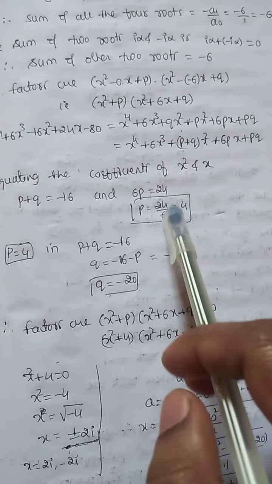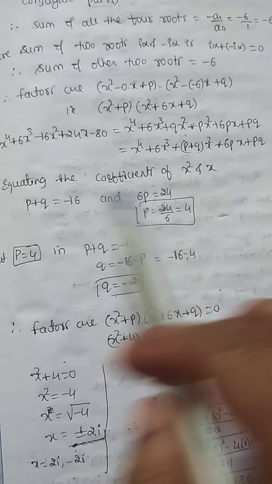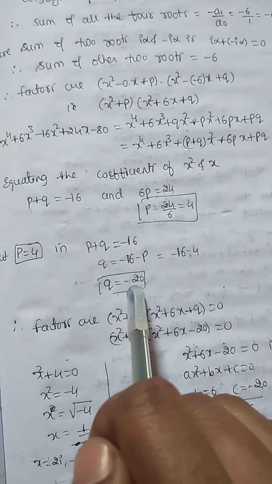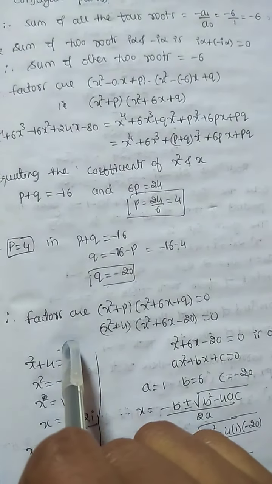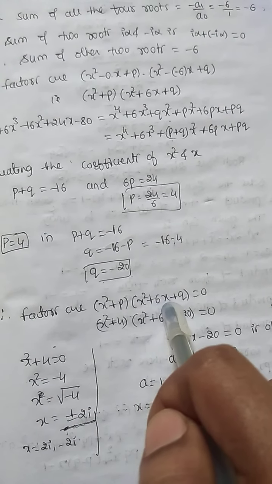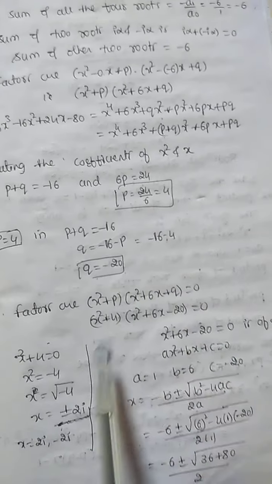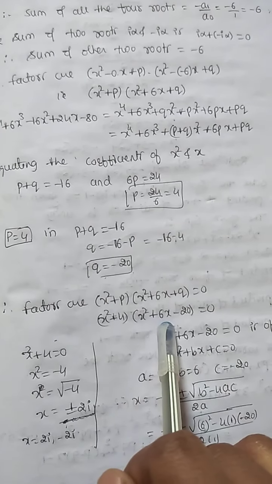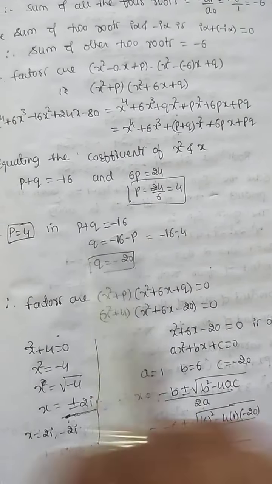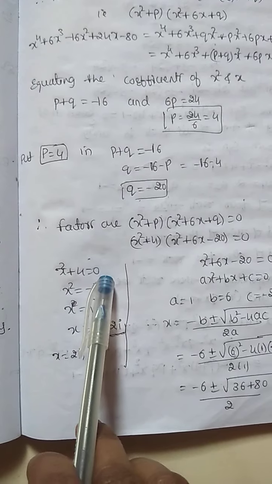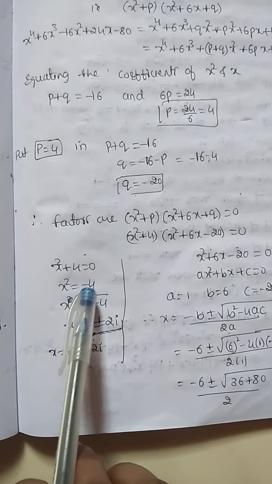p equals 24 by 6, which is 4. Substitute 4 in this equation, we get q equals minus 20. Therefore, the factors are x square plus p, x square plus 6x plus q equals 0. Substituting the p value 4, x square plus 6x minus 20 equals 0, and x square plus 4 equals 0, x square equals minus 4.